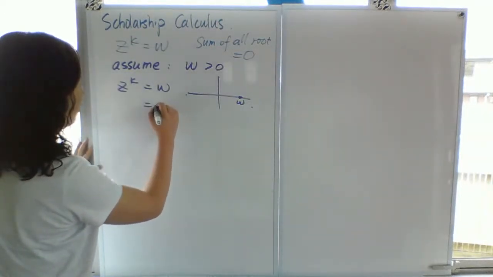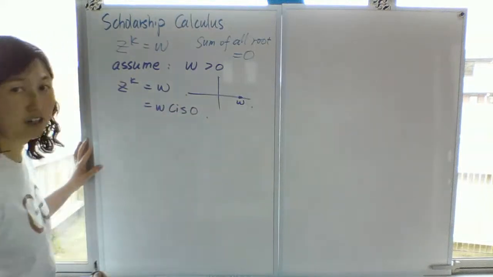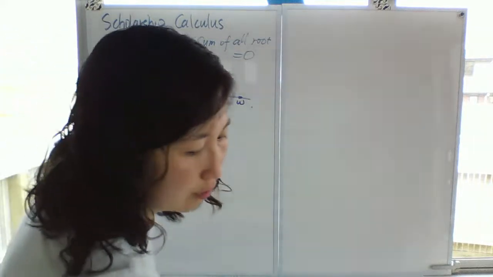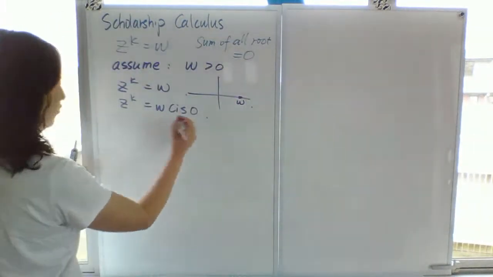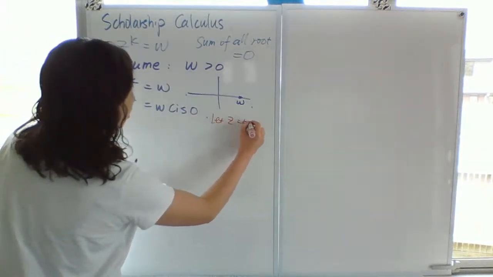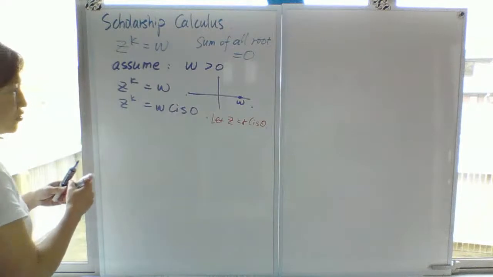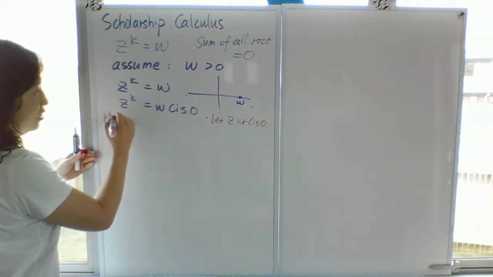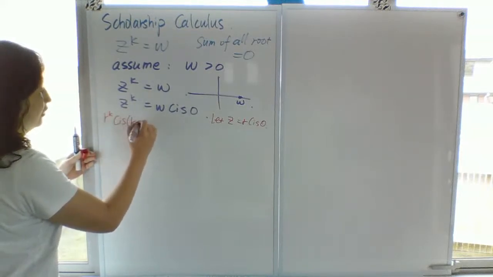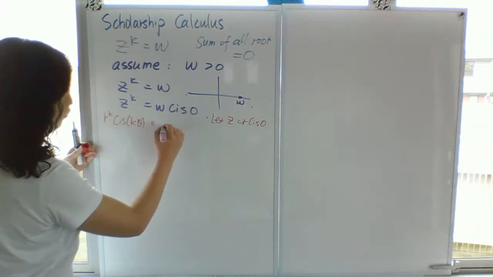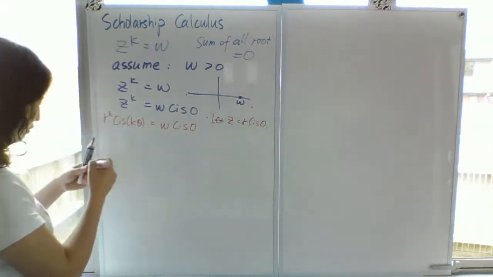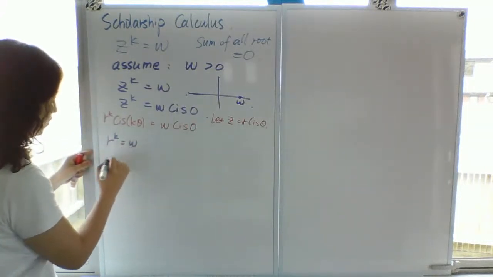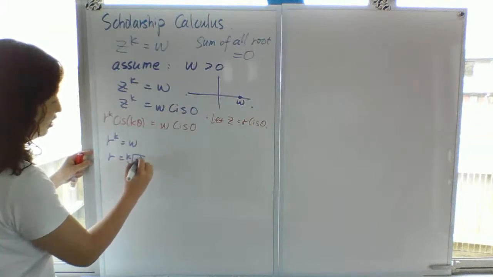So therefore, this will be w cis 0. Z to the power of k is w cis 0. Use De Moivre's theorem next. Let z equal r cis theta. So this is z to the power of k, so it will be r to the power of k cis k theta, which is equal to w cis 0. So here we can get r to the power of k is equal to w. Therefore r is equal to the k-th root of w.